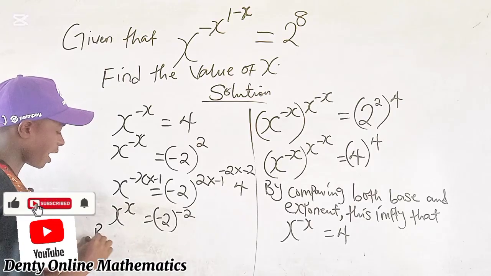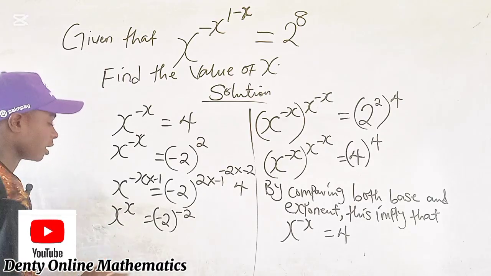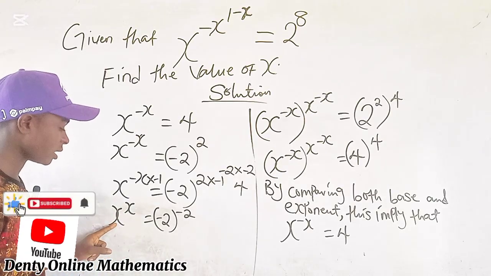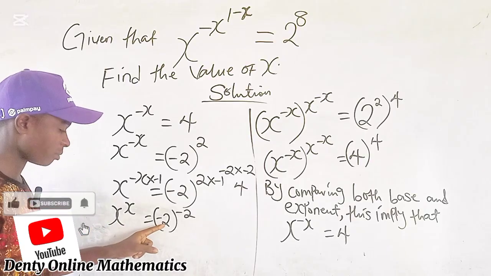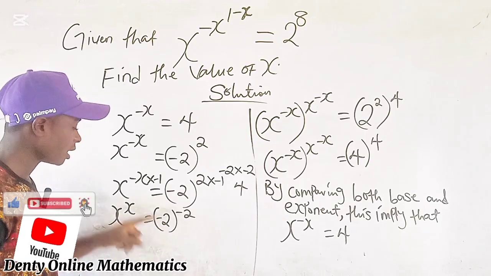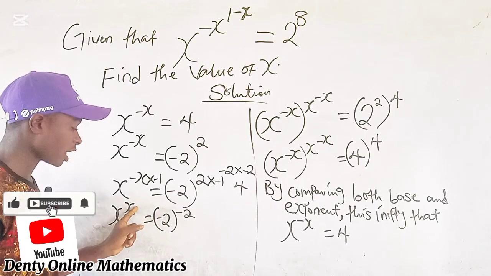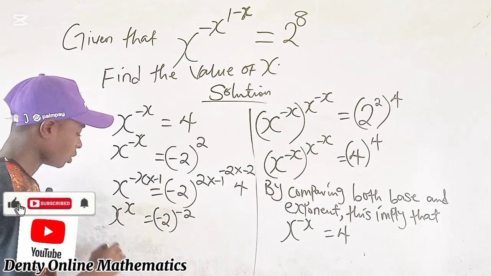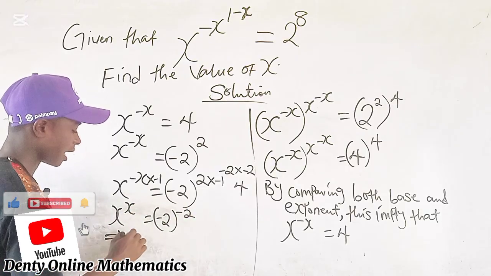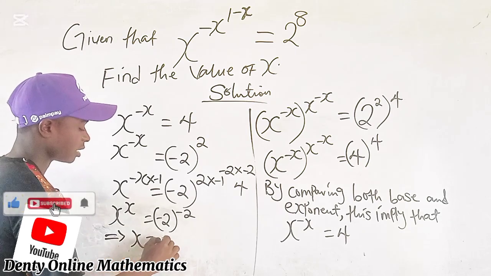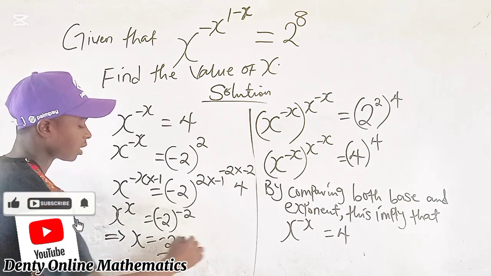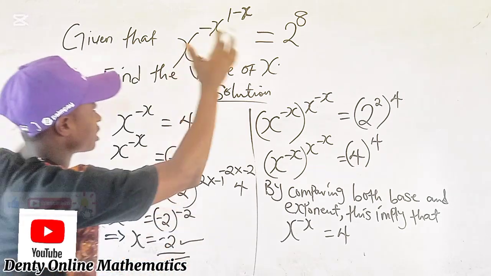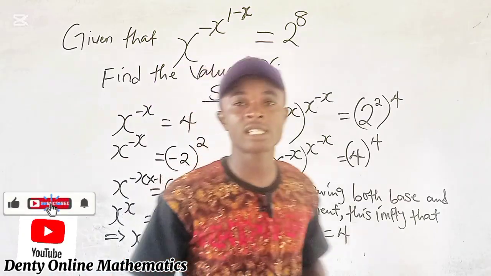So by comparing both sides, the base is x, which is minus 2 here, which is also the base. The exponent is x, and the exponent here also is minus 2. So this implies that x is equal to minus 2, as the value of x that will satisfy this exponential equation.